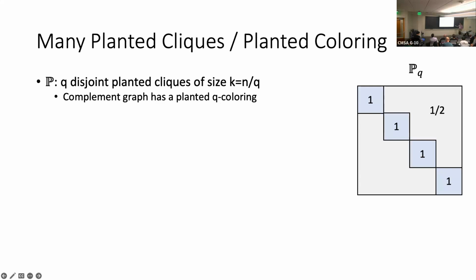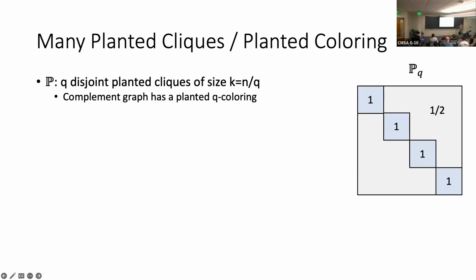One way you can think of this is as many planted cliques. You can also think of it as planted coloring, because the complement of this graph has a planted Q coloring. Coloring means you assign colors to all the vertices so that each edge has two different colors. In other words, all the red vertices form an independent set, all the blue vertices form an independent set, and so on. So if I take the complement of the graph, it's Q colorable.